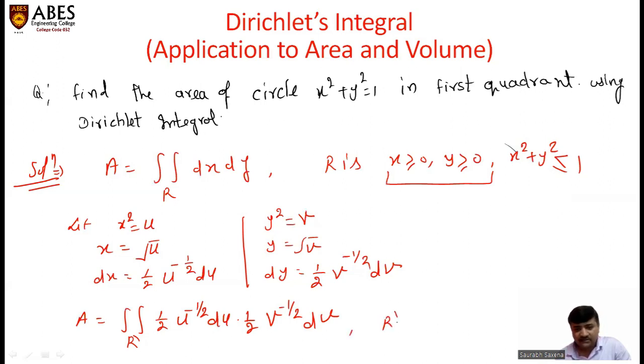We mention R dash is defined for u positive, v positive, and u plus v is less than or equal to 1. See, if x is positive, then u will be positive, y is positive, then v will be positive, and x square plus y square means u plus v is less than 1.